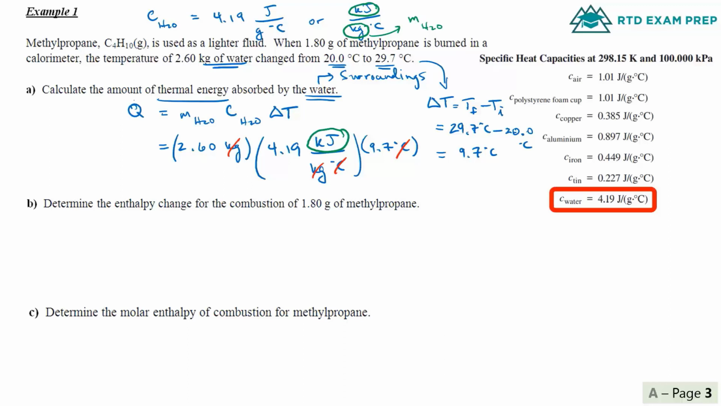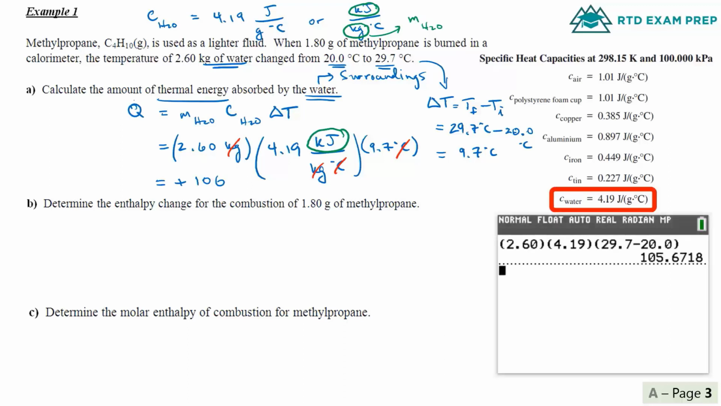With all of the values being given to 3 significant digits, we should report a Q value in 3 significant digits, and this Q value is positive 106. When you punch this into your calculator, you get this. And don't forget, of course, you don't put the units in. But there's the value. If we round it correctly, we get this value in 3 significant digits, positive 106 kilojoules.